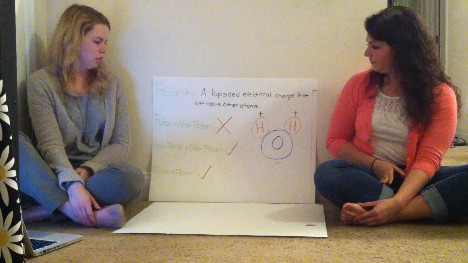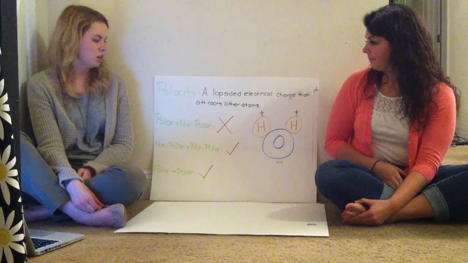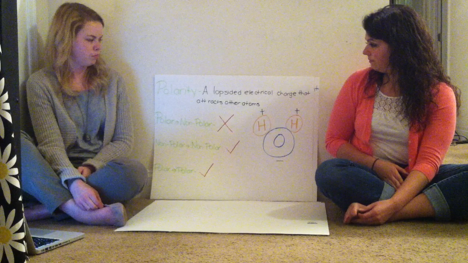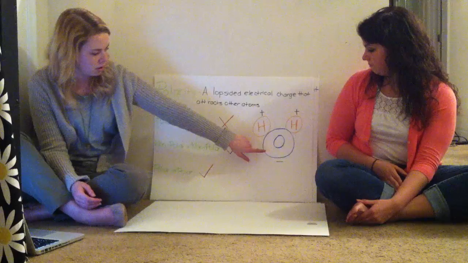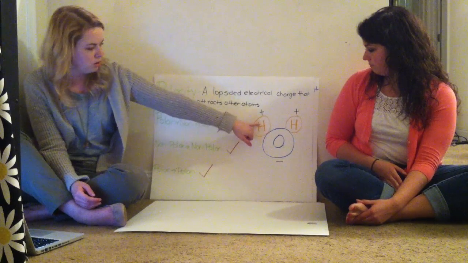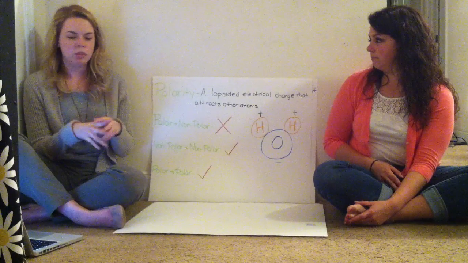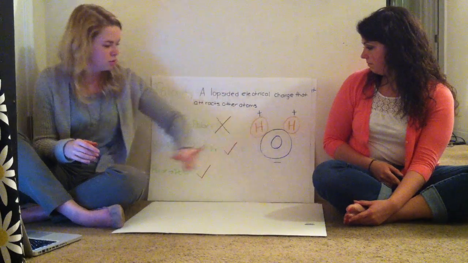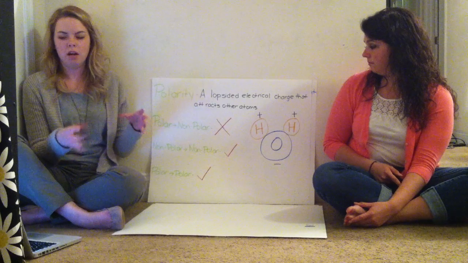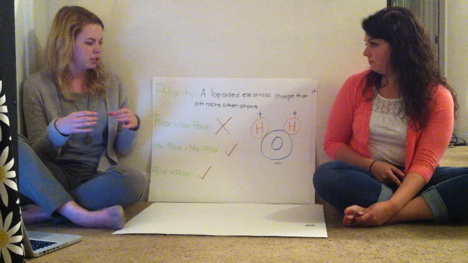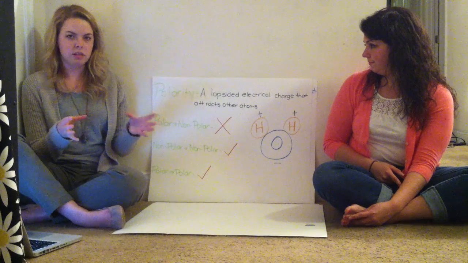And now we're going to talk a little bit more about polarity. Water is a polar substance, and basically what it means to be polar is a lopsided electrical charge that attracts other atoms. And this right here is a water molecule. We have 1 oxygen for 2 hydrogen atoms. And basically polarity means when the 2 hydrogen atoms bond with the oxygen, they attach kind of like Mickey Mouse ears. It looks like Mickey Mouse. And this gives it polarity.